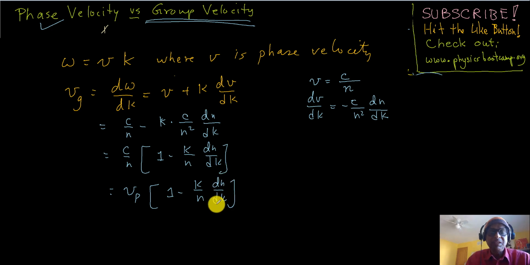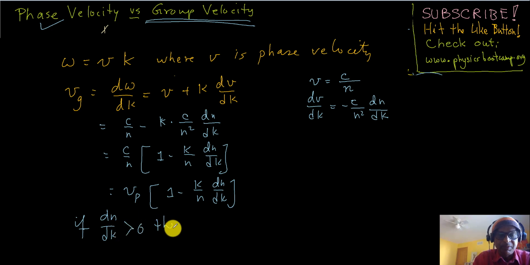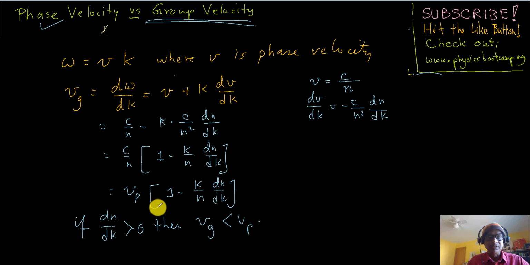So if dn dk is positive, and for most common materials dn dk is greater than 0, this is positive, so Vg will be less than Vp. This is for regular material. There are some non-regular materials you can construct where this will be negative, and then the phase velocity will be exceeded by the group velocity. Okay, so we can use these formulas to solve the problem that I posited earlier. So let's look at that problem.